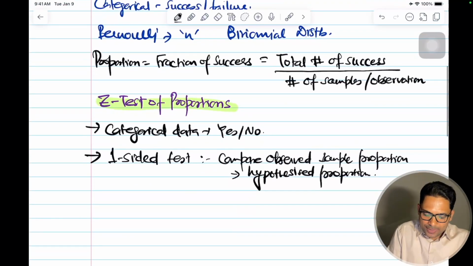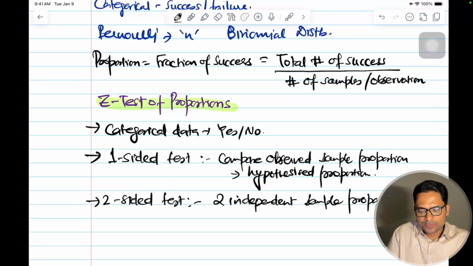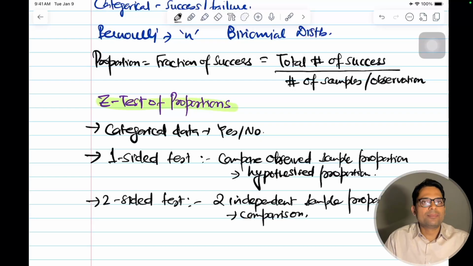And if it is a two-sample test, here we had only one sample, and the other was the hypothesis, where we claim that this is the value. In a two sample test, there will be two independent sample proportions, and there they will be compared. Comparison between two independent sample proportions. I hope this is clear.